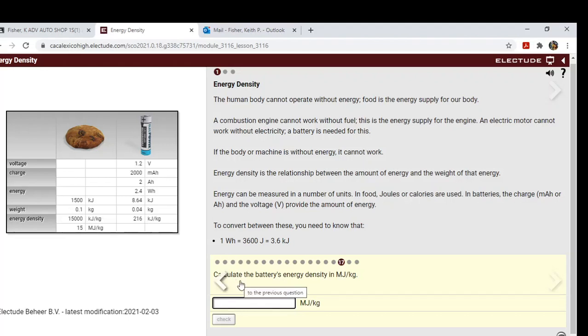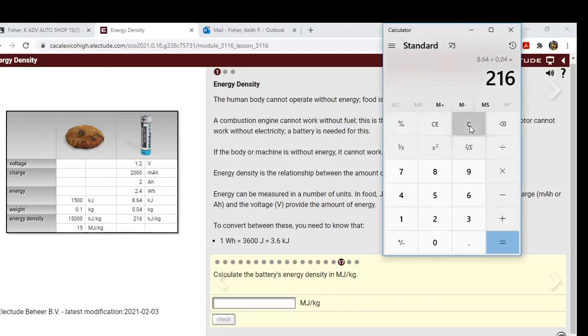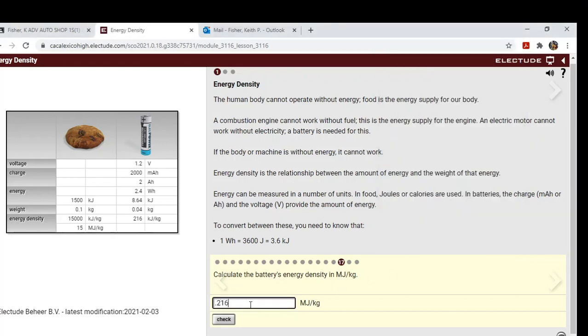So question 17, calculate the battery's energy density in megajoules per kilogram. To get there again, we need to divide 216 kilojoules per kilogram by 1,000. We have 0.216 megajoules per kilogram. Okay, and as it says, the average energy density of an HV battery.